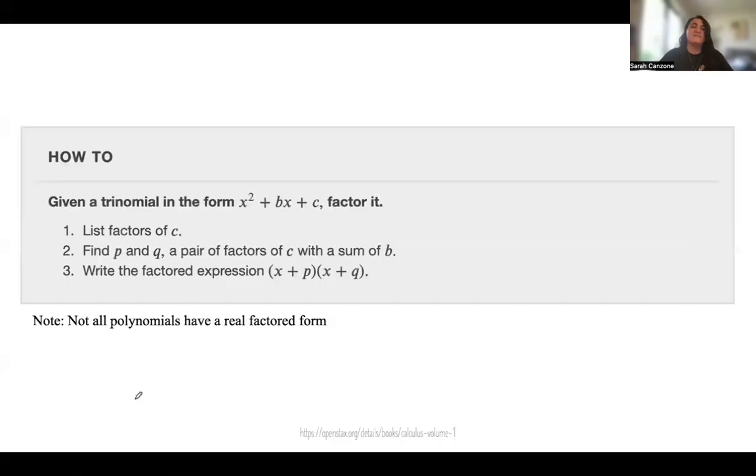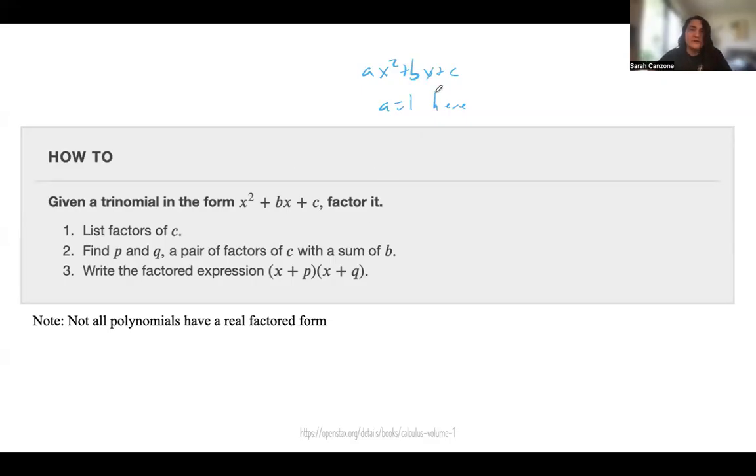Now, if you're given something of the form x squared plus bx plus c, so we know you can have quadratic expressions of the form ax squared plus bx plus c, but the problem is if you have this a that isn't 1, so here a equals 1. If you don't have a as 1, factoring becomes a lot harder if you're trying to do it like this. So I'm going to omit the discussion about how to factor using the grouping method. It's just a lot. That's why we're going to do it using the quadratic formula.